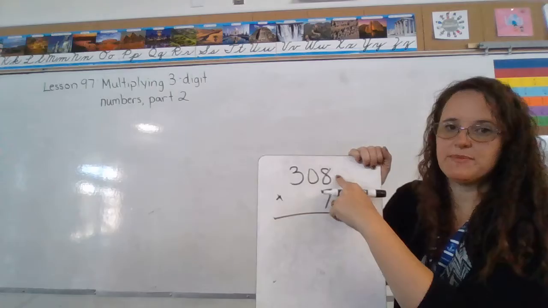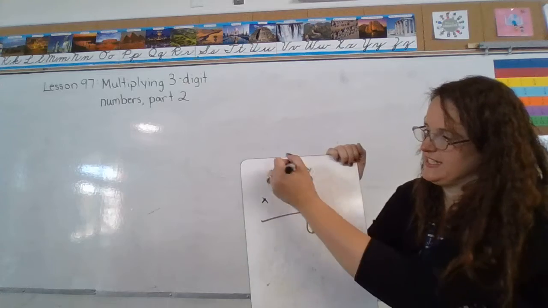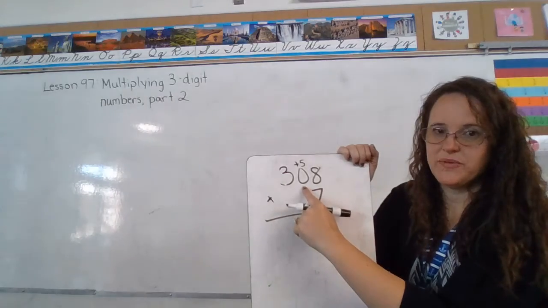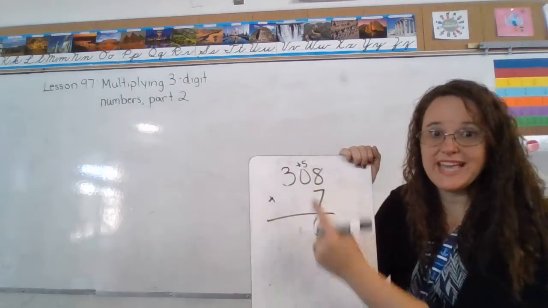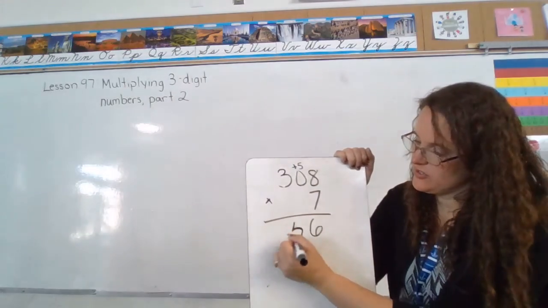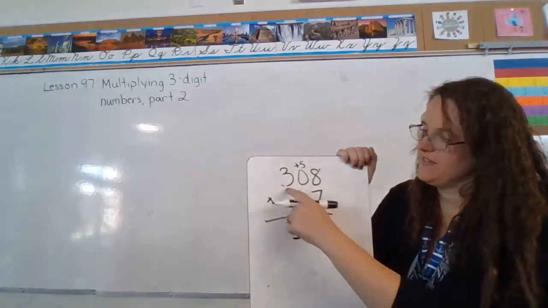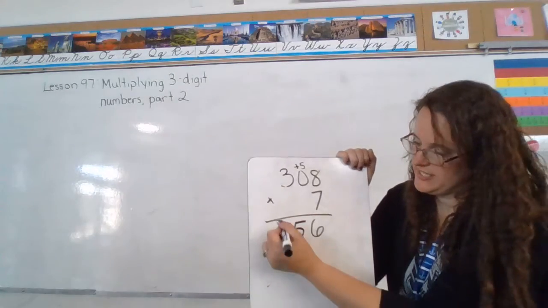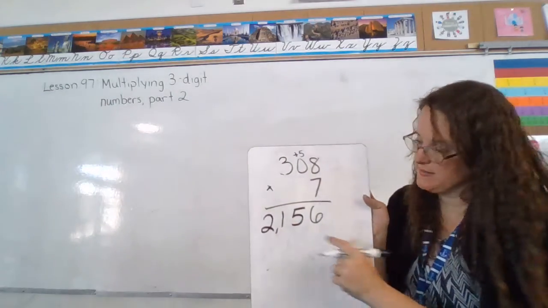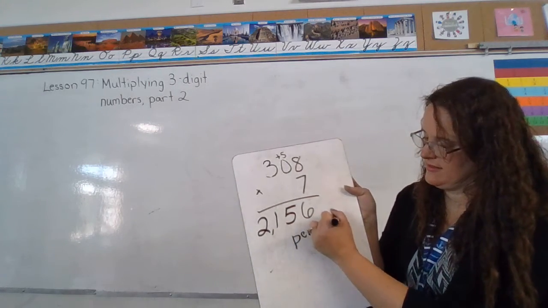So 7 times my 1s place, 8. 5, 6, 7, 8. 7 times 8 equals 56. So we're going to carry our 5 10s there. Now, notice how there's a 0 there? If we do 7 times 0, we get 0. But we have to add those 5 10s that we carried. So 0 plus 5 is 5. We don't have anything to carry here. So now 7 times 3 is 21. And so the jar must have held approximately 2,156 pennies. There we go.